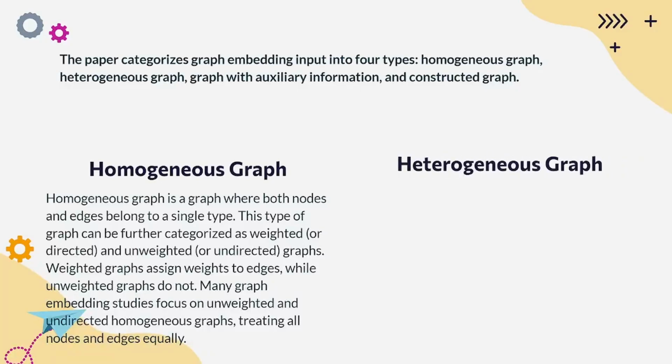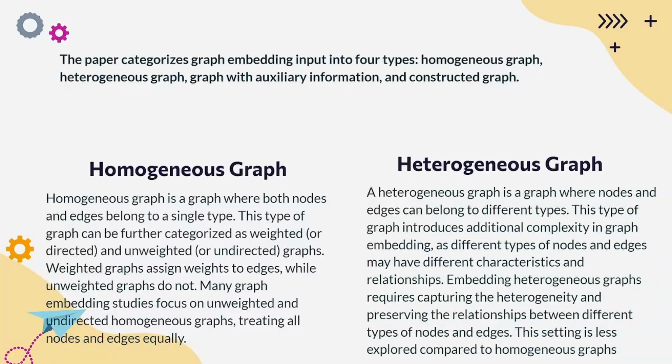So the heterogeneous graph, as the name suggests, is just the opposite of homogeneous. A heterogeneous graph is a graph where nodes and edges belong to different types. This type of graph introduces additional complexity in graph embedding, as different types of nodes and edges may have different characteristics and relationships. Embedding heterogeneous graphs requires capturing the heterogeneity and preserving the relationships between different types of nodes and edges.